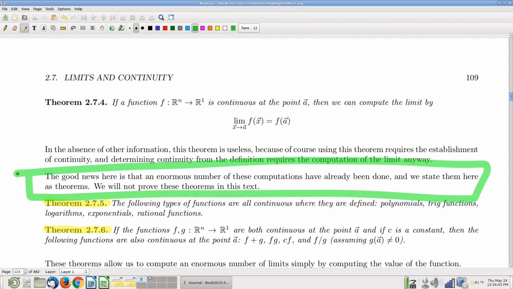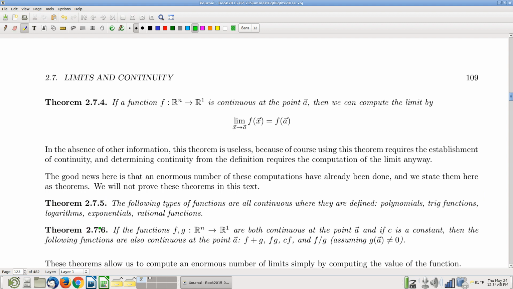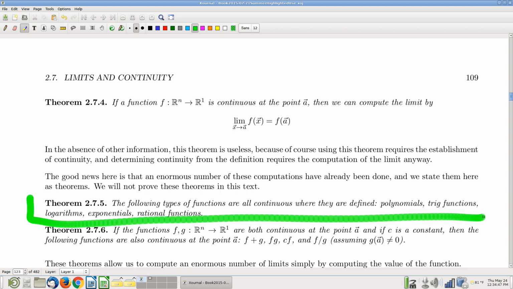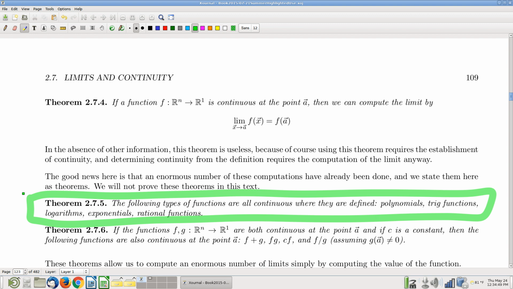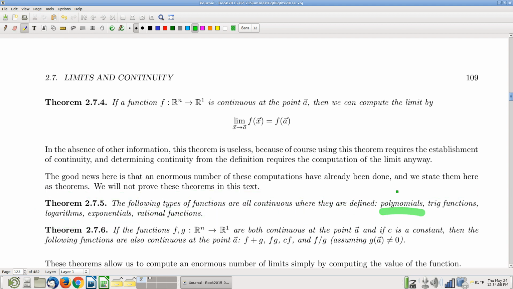You may cite these two great big theorems. These are enormous theorems. Start with this first one here. This says the following types of functions are all continuous where they're defined. I emphasize where they're defined. All polynomials are continuous. You don't have to prove that. You don't have to compute a limit and confirm that you get the right value to deduce that a polynomial is continuous. You just cite: polynomials are continuous.